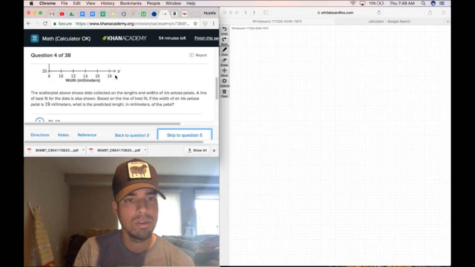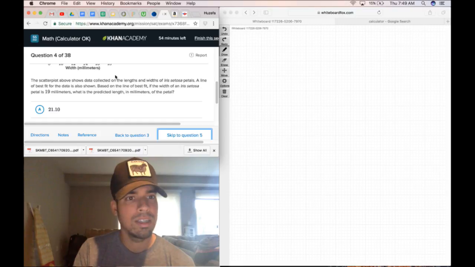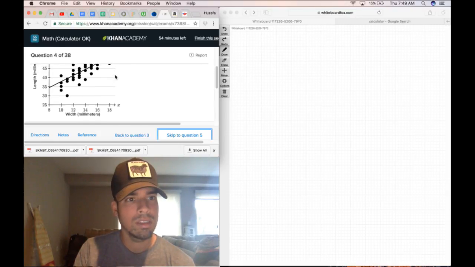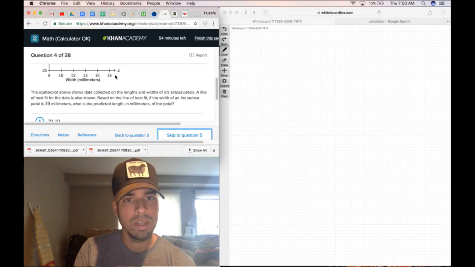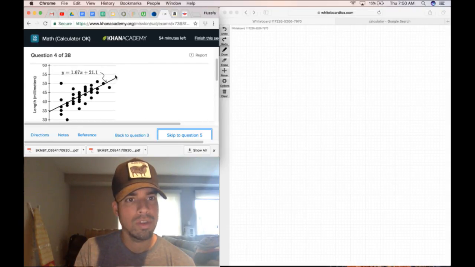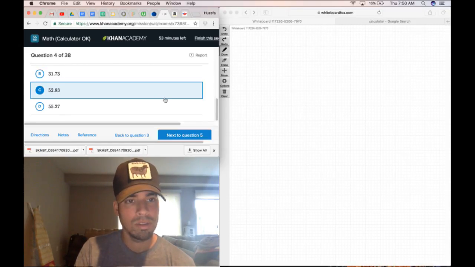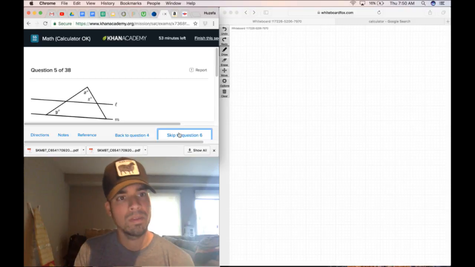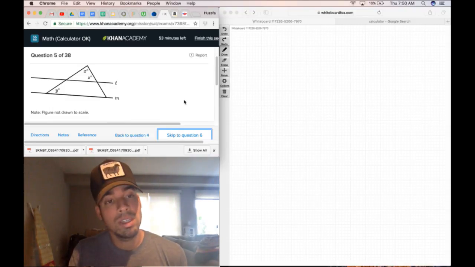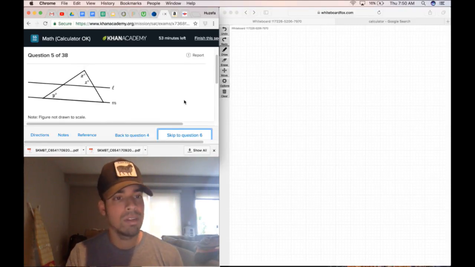If the width is 19, the predicted length is, so we just take this straight up, and the predicted length is right here, which should be like 52.5. 52.83 is the closest, so I'm going to go with that. Be careful with the line of best fit. You don't look at data points, you look at the line of best fit only.